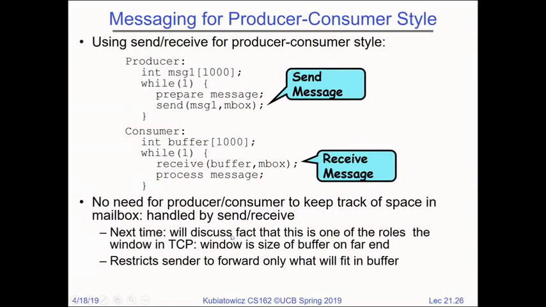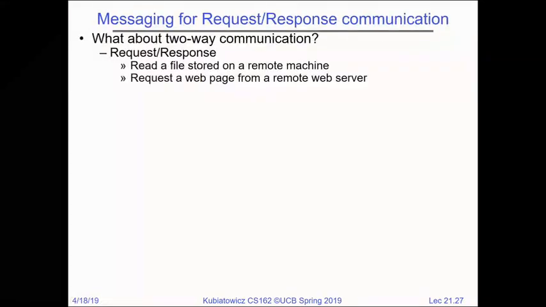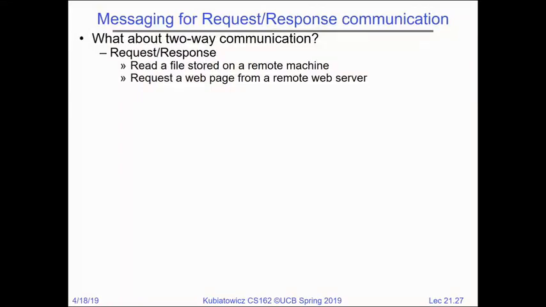And next time we'll actually discuss the fact that one of the roles of the window in TCP is to help make producer-consumer synchronization work properly. Okay. But what about two-way communication? Well, you just put two of these together, one in each direction. And that gives you a request response where you read a file stored in a remote machine.